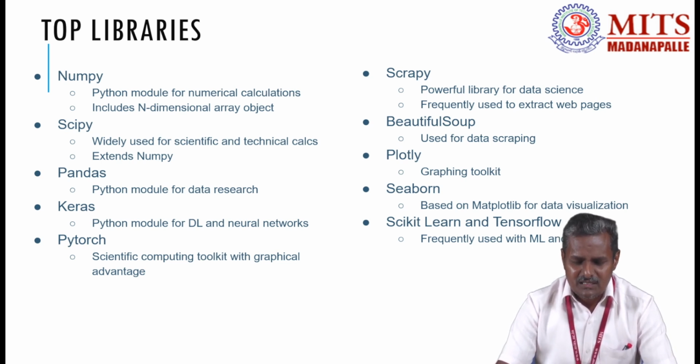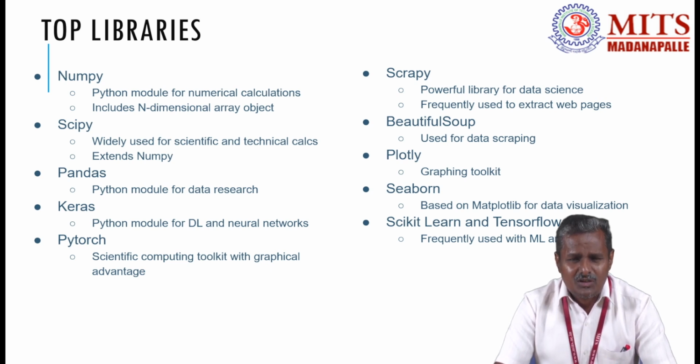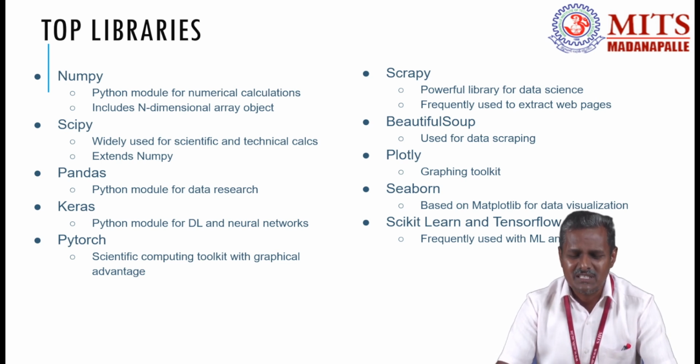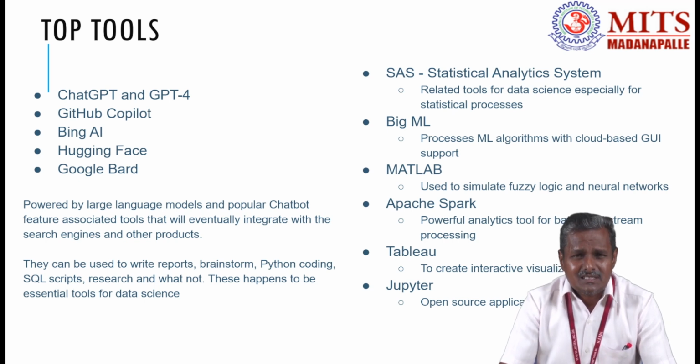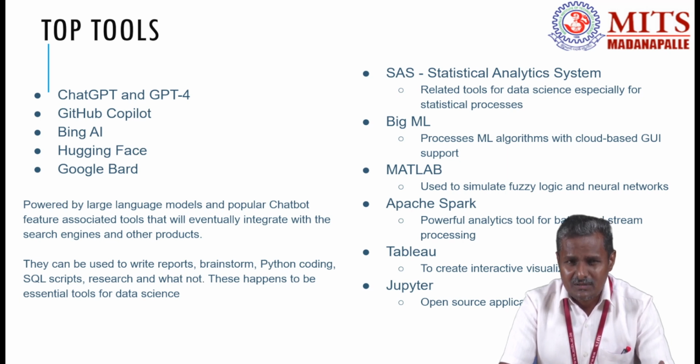And then Pandas is a library for data research. For research we can use Pandas. Whenever you need them, you have to include these libraries. And then Keras, PyTorch, Scrapy, Plotly and Seaborn. So these are various top libraries, used to develop applications or models. Then what are the tools we use? Before that, we discussed the difference between tools and libraries, and we have seen examples of libraries.